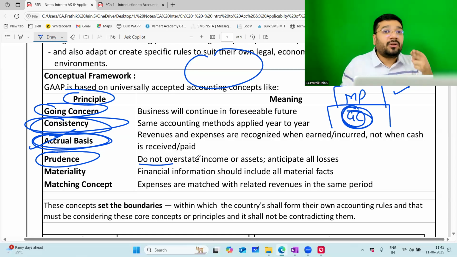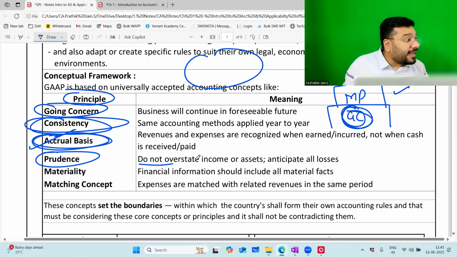To cut that down, the concept of prudence was introduced, telling that you can anticipate, but not income. What should you anticipate? Losses. And losses also, when you anticipate, you can't anticipate just like that. There should be concrete evidence. So in CA Foundation, when I dealt with the prudence concept, I told you on what basis the loss could be anticipated. For example, provision for bad and doubtful debts we create. Provision for doubtful debt is created on what principle? Prudence principle, also called the conservatism principle.